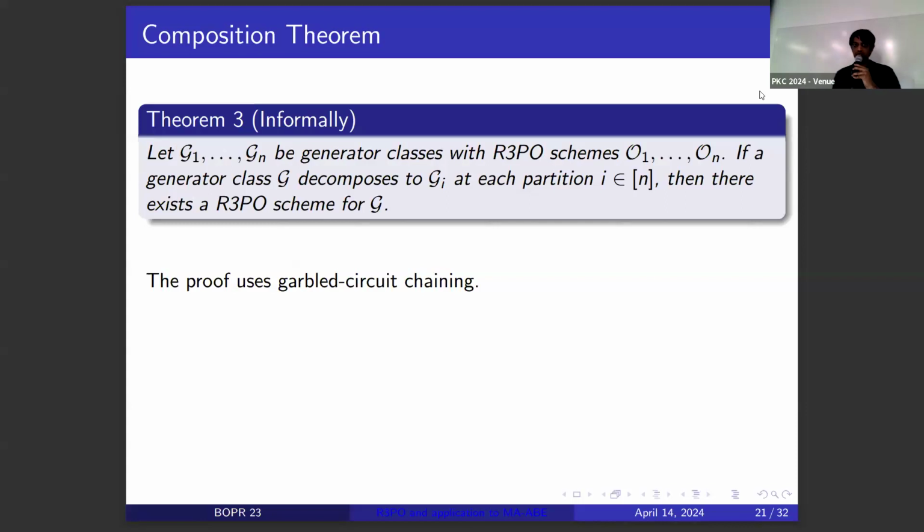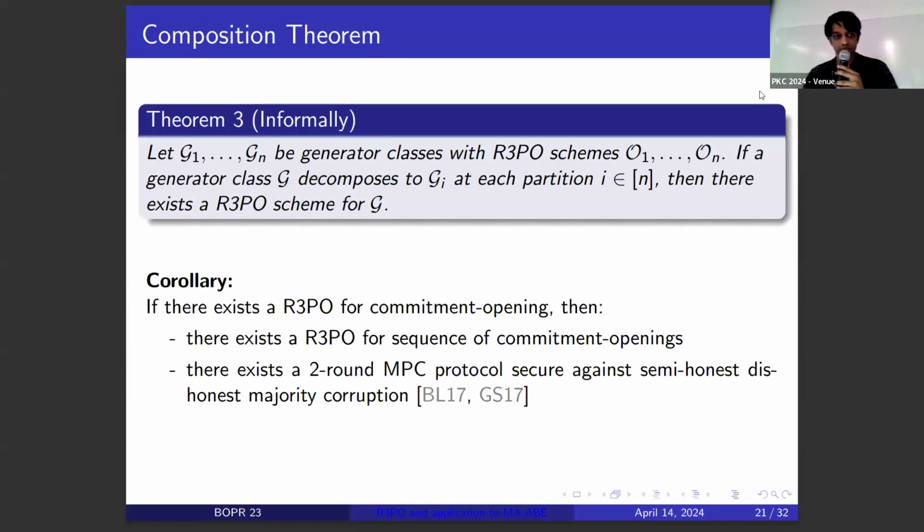Given that, we give a composition theorem. It says that if you have all of these G1, G2, Gn with arbitrary schemes, and you now are interested in an obfuscation for G, such that G decomposes to each of these Gi, then there does exist an attribute scheme for G. And the proof, in addition to other techniques, also uses garbled circuit chaining. The thing to note is that it completely abstracts out garbled circuit chaining. So you no longer need to worry about keeping track of labels and so on.